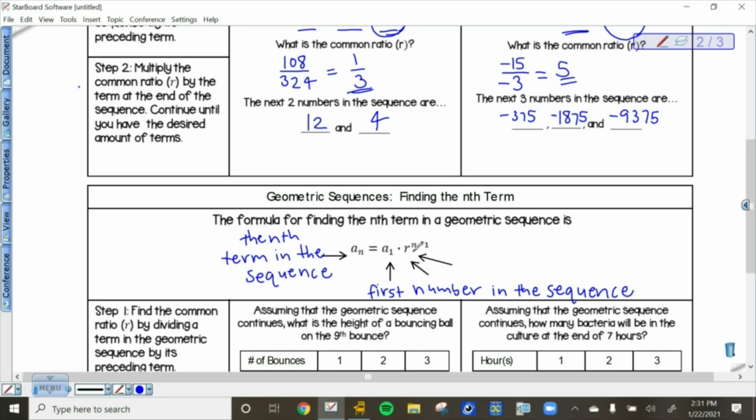And then R down here is our common ratio. And then n minus 1 is going to be the position in the sequence that we're looking for.